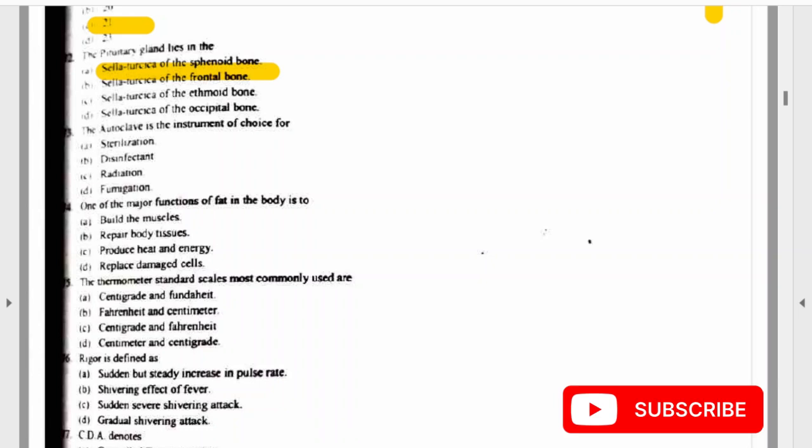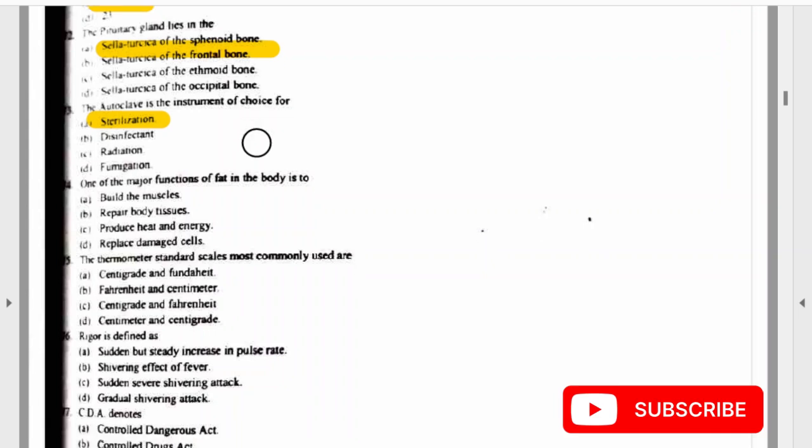So the autoclave is the instrument of choice for what, guys? I don't think we need to go over it. It's just sterilization. Okay. So hope you guys know what fumigation is. You know what radiation and disinfectant is, right? Fumigation is actually used to control pests. Disinfectant is just a chemical used to kill bacteria and stuff like that. Radiation is actually the use of radioactive substances to kill bacteria and some other bad stuff like that. However, it does not kill 100% of bacteria or microorganisms.